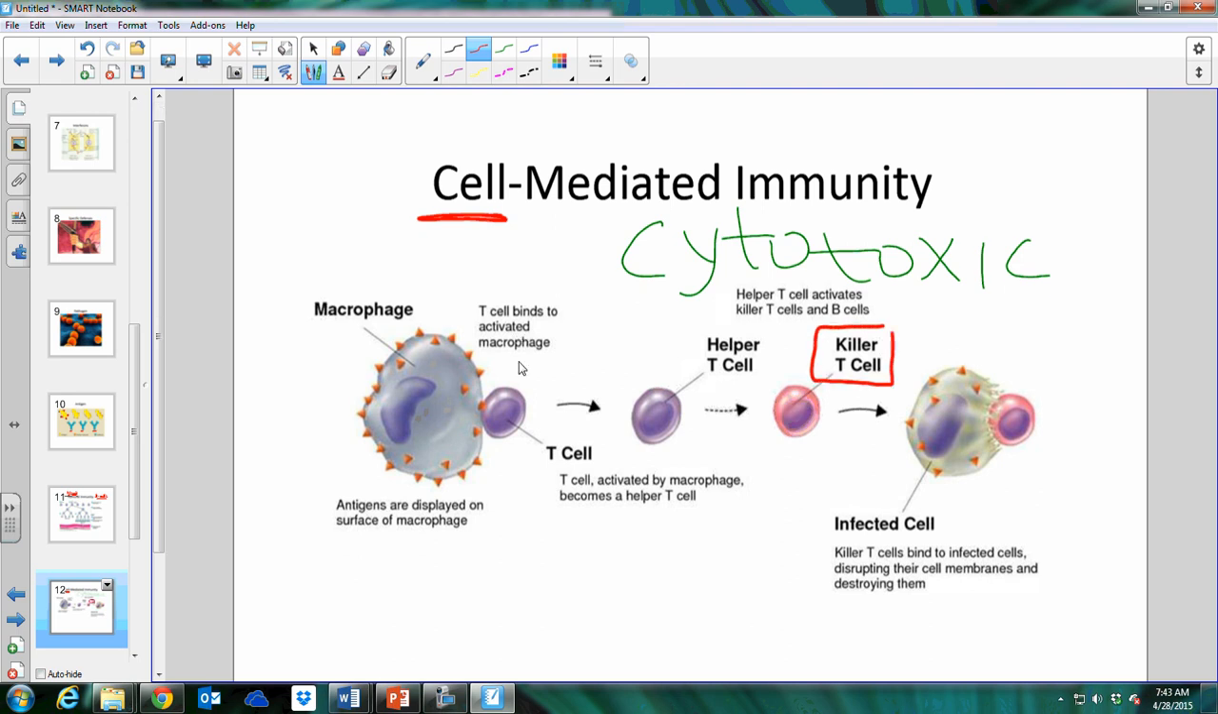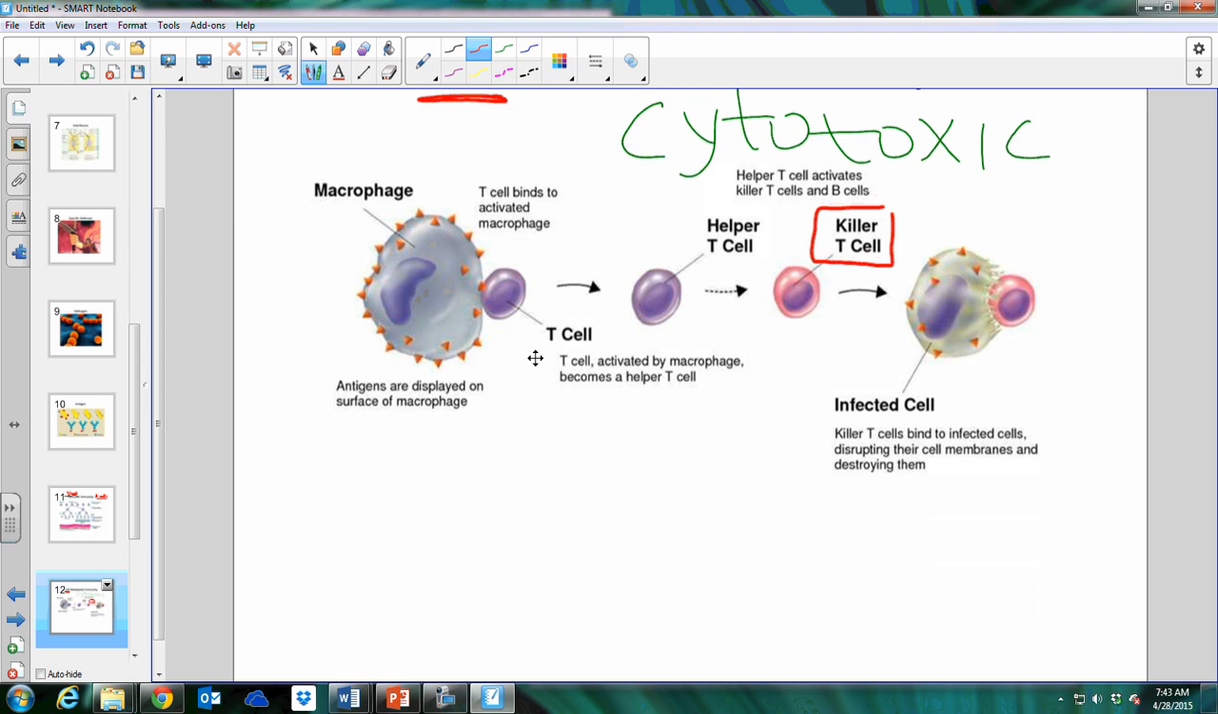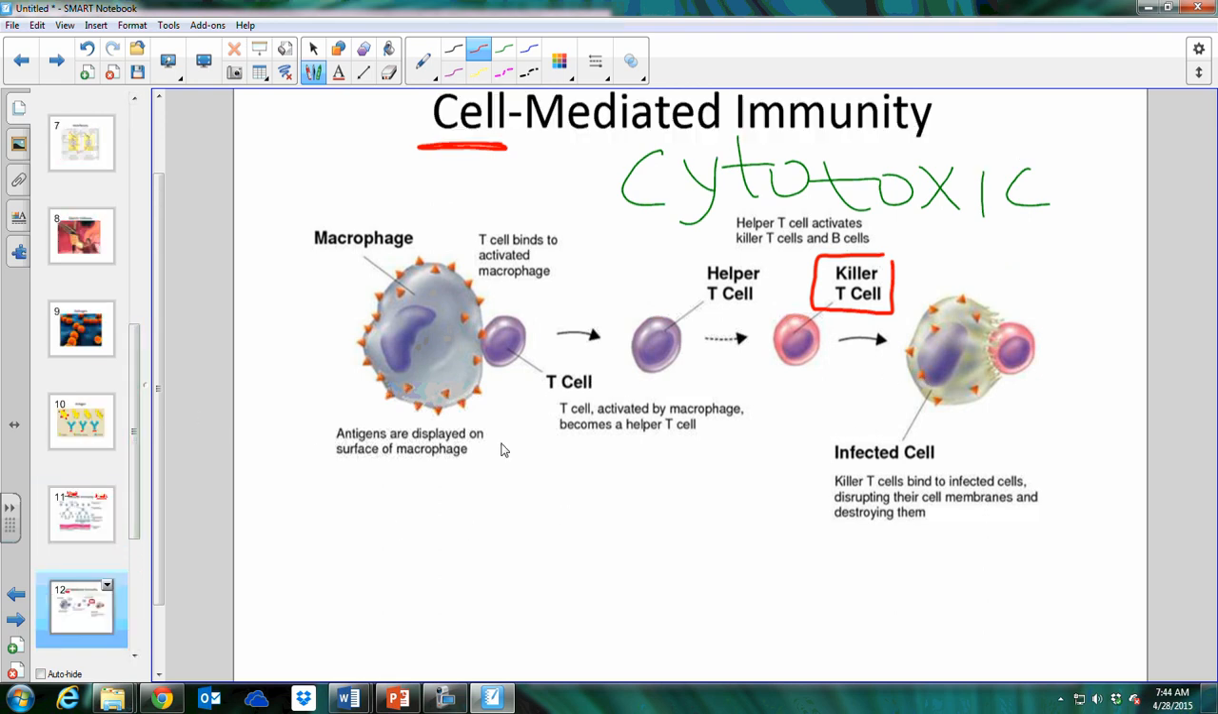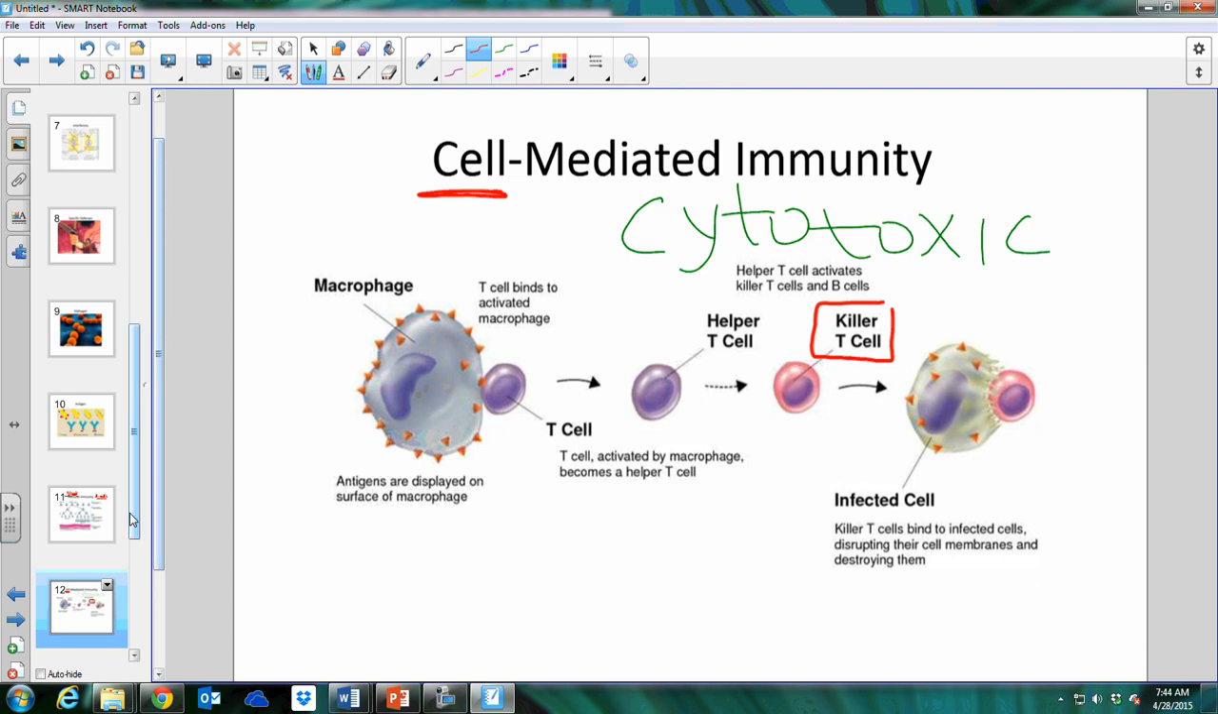What they'll do is they'll actually go out and poke holes in the foreign cells until they basically explode, or they'll poke holes in your own infected cells as well in order to blow them up. So that's cell-mediated immunity versus humoral immunity.